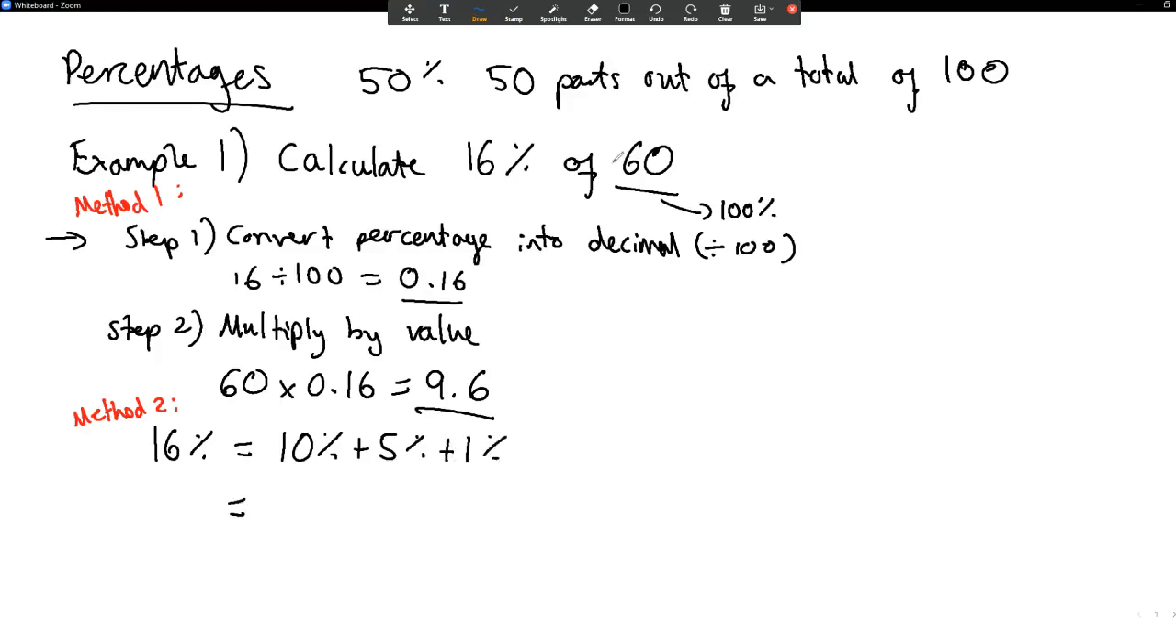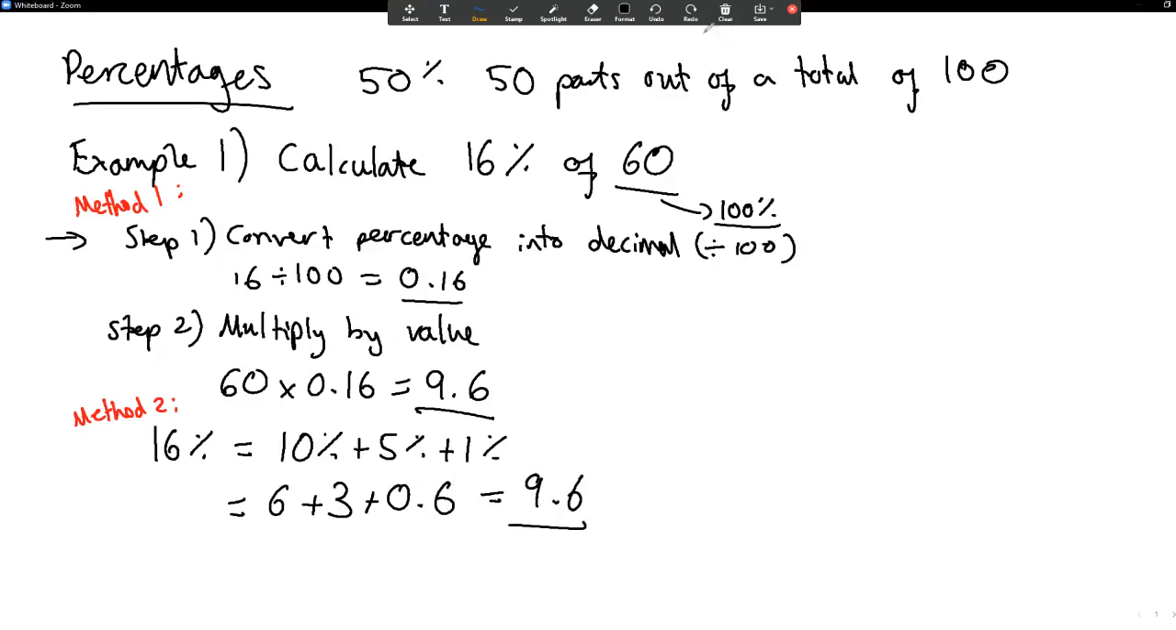So the 10% of 60 is just 60 times 0.1, so it's just 60 divided by 10. So that would be 6. And then 5% is half of 10%, so half of 6 is 3. And then 1% is just 60 divided by 100, because that's 100%. So to get 1%, we have to divide by 100. So we just get 0.6. And if we add all of these together, we get 9.6, which is our answer.